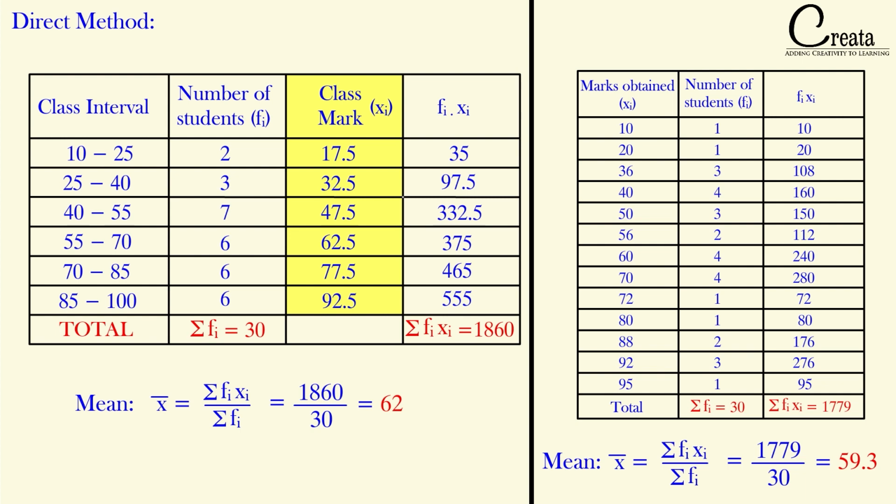Almost we are getting the same average, that is 62, which is somewhat closer to 59.3. So we will accept this error and we will go with the direct method when we are having a large number of data. Got it? So this is the direct method.